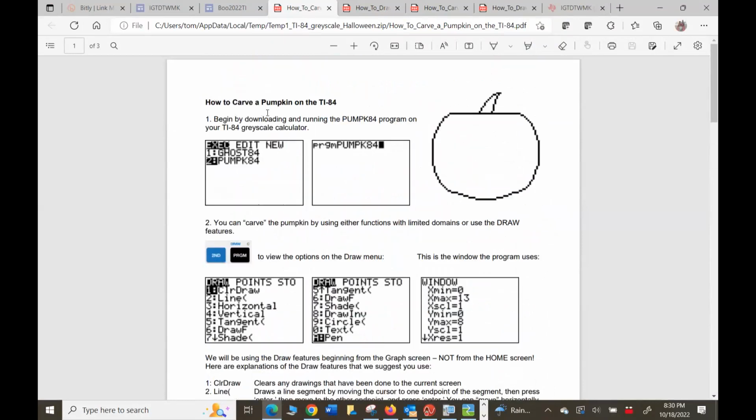So, how to carve a pumpkin on the TI-84. Okay, so again, this is step by step. I'm not going to go through it completely, but I'll kind of highlight it here. You first download and run the Pump 84 program on the 84. You run that, and you can carve by either using functions with limited domains or the draw features. I'm going to talk about the draw features first because I do want to have something for the middle schoolers.